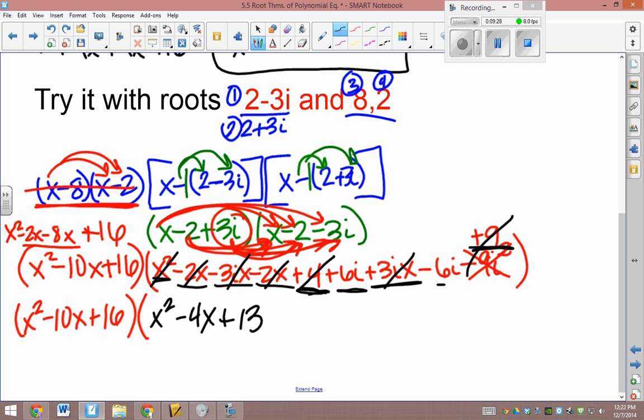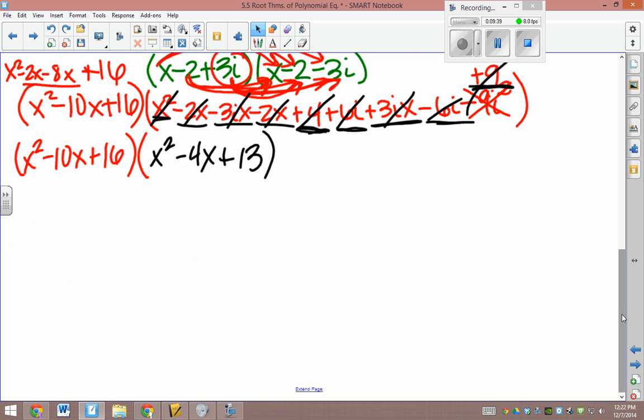Last, I have positive 6i, but you should have a negative 6i. So when you FOIL out your two imaginary sets of parentheses or complex sets of parentheses, you should get all of those weird terms that contain your i's to cancel out. If you didn't, you made a mistake, and I would not move on any further. I'd go find that mistake.